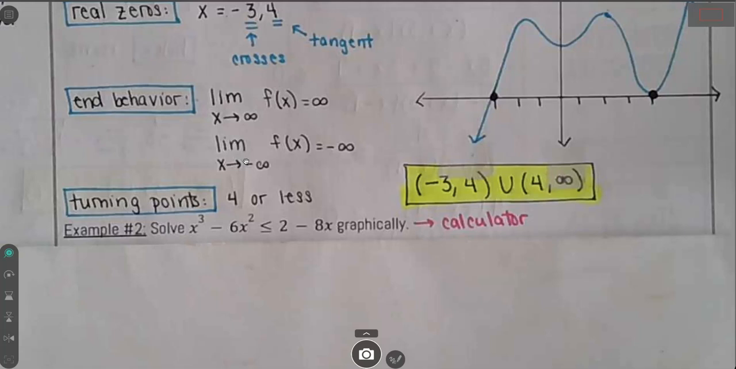I think the easiest way to do this is to first get 0 on the right side of your inequality. Does that make sense? So get your polynomial in standard form and get 0 on the right side. So go ahead and do that.